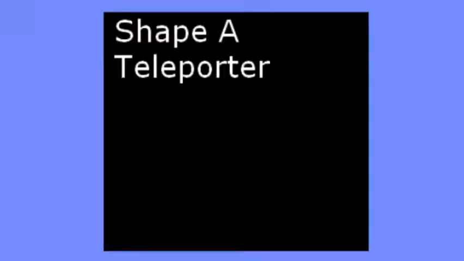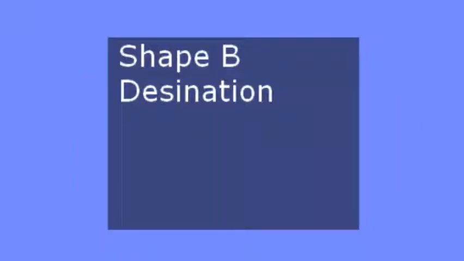To start off, you'll need two shapes. One is going to be the teleporter itself, and the other is going to be the marble's destination. Let's start by scripting the destination shape since it's slightly easier to do.